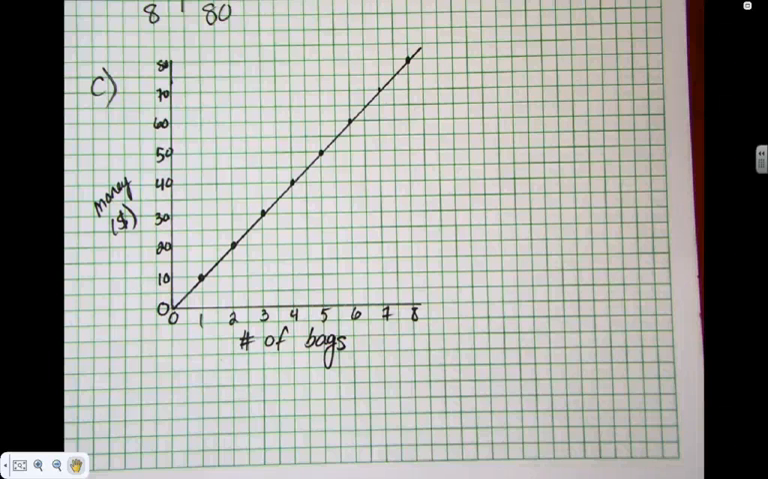Okay, there's what a proper graph looks like. The axes are labeled with their units. It's about 1/4 of a page. It's done with a ruler, and it's nice and neat.